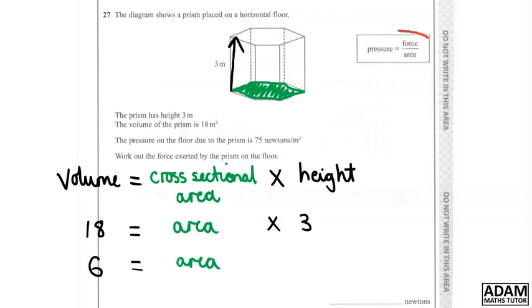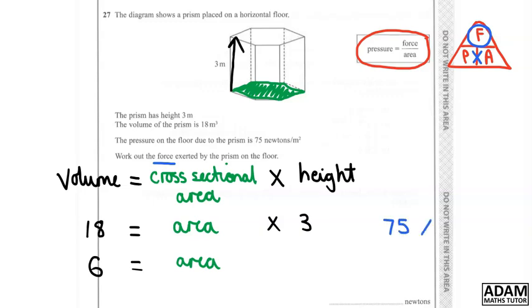I was given the formula for working out the pressure. Pressure is equal to force over area. So if I want to work out the force that was exerted by the prism, I need to do the pressure multiplied by the area. I was told that the pressure was 75 newtons per meter squared, and the area I've just worked out is 6. So multiply these together, and that gives me 450 newtons.